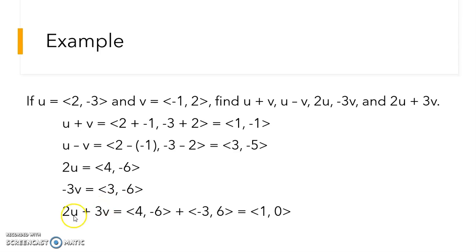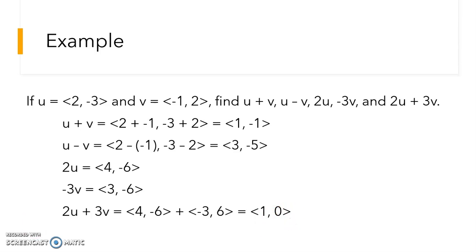Now for the last one, 2u plus 3v, I highly recommend writing down what 2 times u is and writing down what 3 times v is, and then doing the addition. Because if you try to do it all in your head, generally you're going to confuse 1 or 2 of these numbers, and you're going to get a wrong answer. So 2 times u ended up being 4, -6, and 3 times v is -3, 6. And I just added them together to get the component form 1, 0.